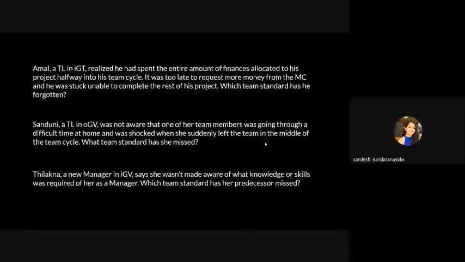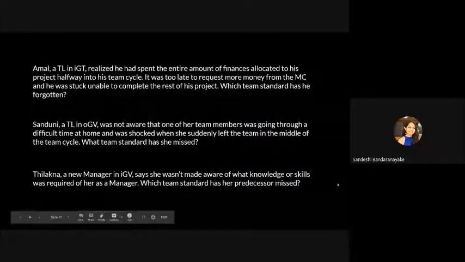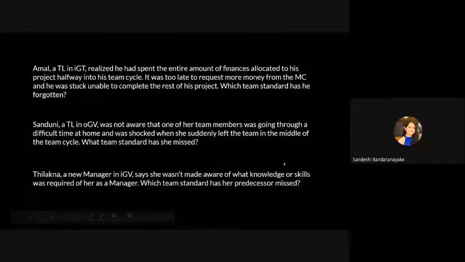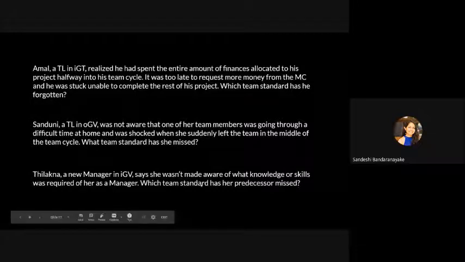Tilakna, a new manager in IGV, says she wasn't made aware of what knowledge or skills was required of her as a manager. Which team standard has her predecessor missed? Now, this is in the closing phase. Which one do you think she or he has missed? Tilakna basically doesn't know what is required of her as a manager.